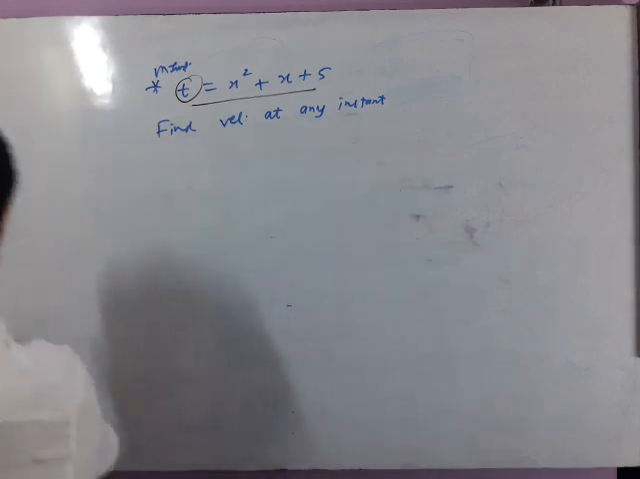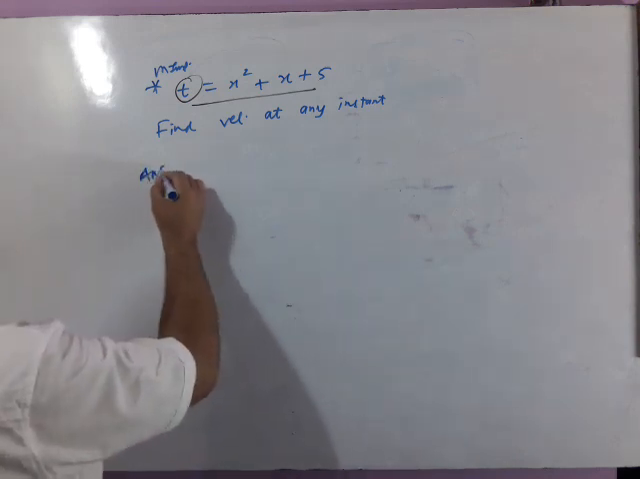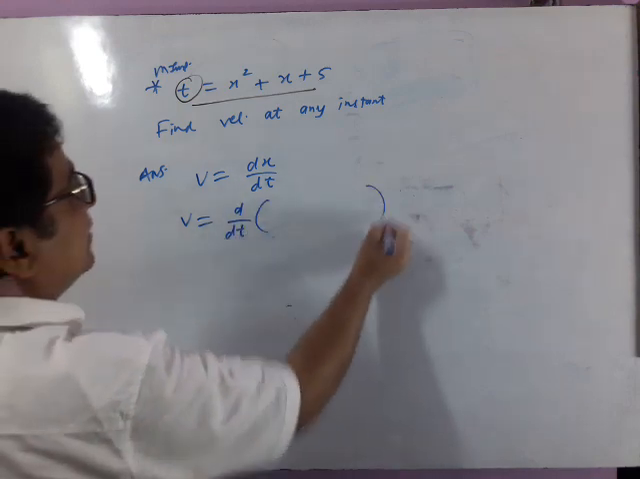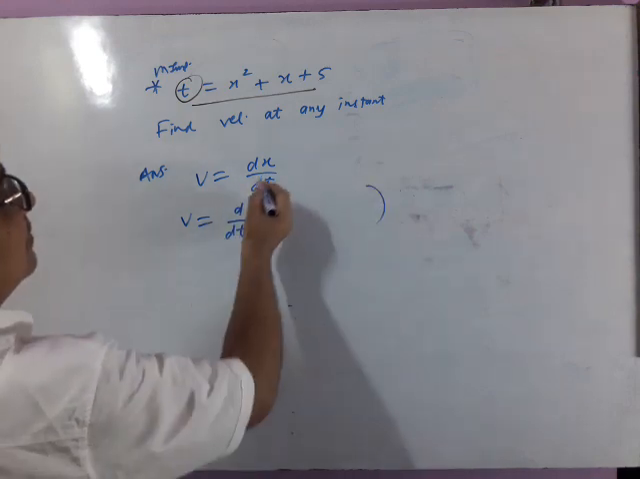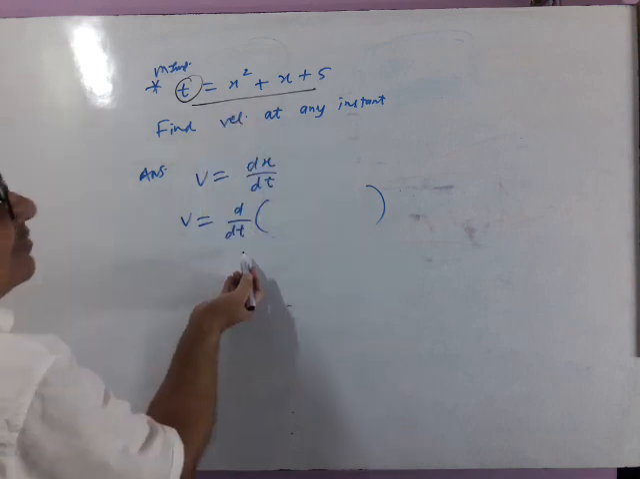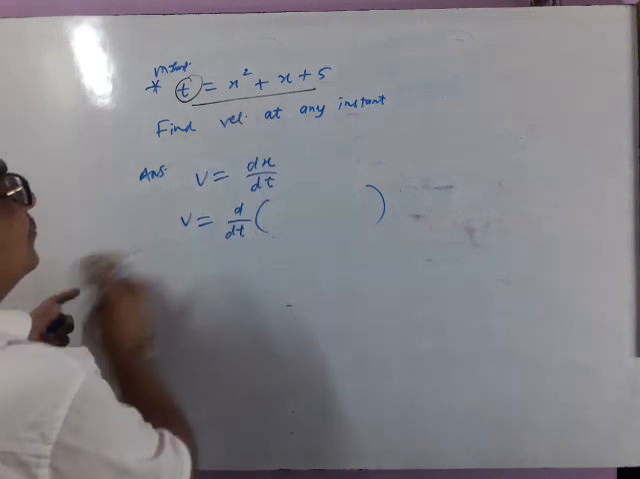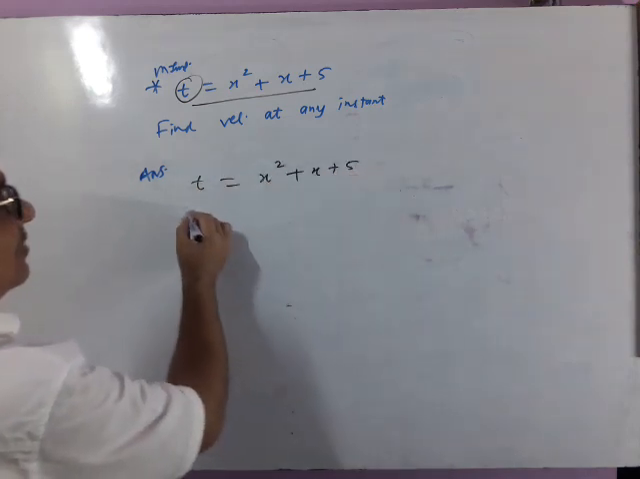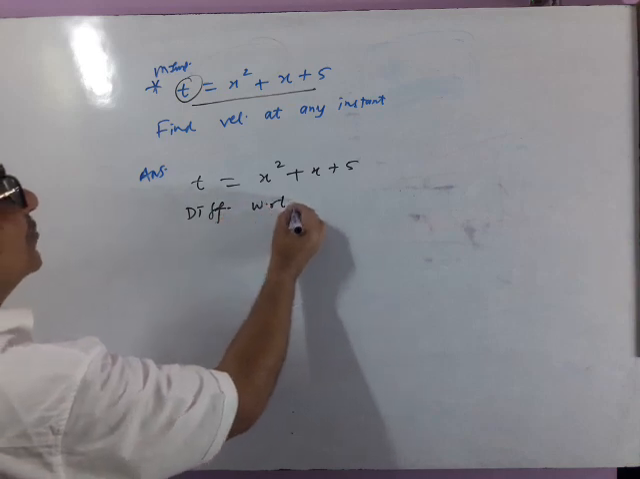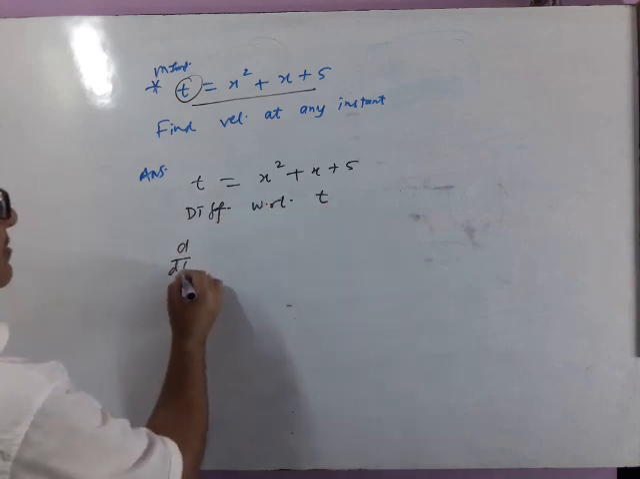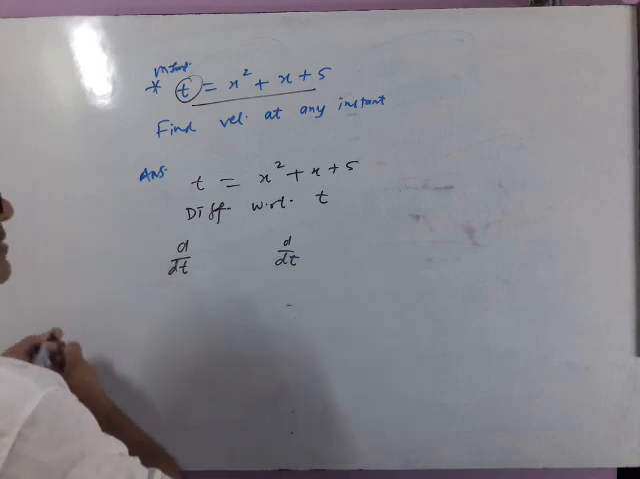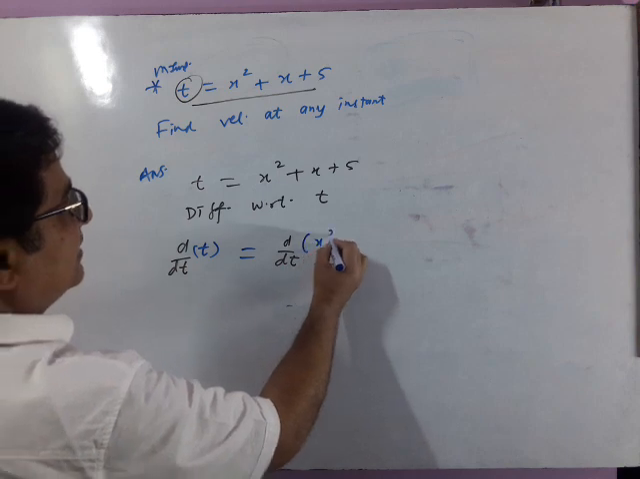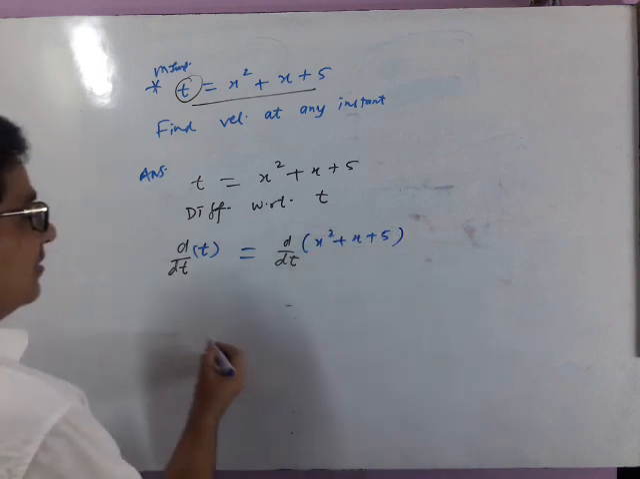See this. Velocity is dx by dt. So d by dt of x. Now what is x? It is not given to us. So what will we do? We will do it like this. Put t is x square plus x plus 5. Differentiate with respect to t on both the sides. See what will happen. On the LHS it is t. On the RHS it is x square plus x plus 5.